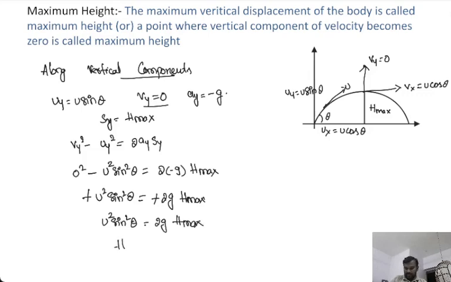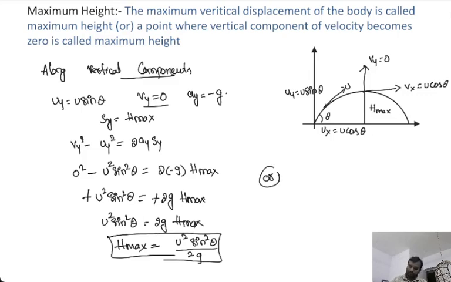Then h max is equal to, here 2g is multiplication, coming to this side it becomes division. Then h max is equal to u square sin square theta divided by 2g, where u sin theta is what component? Initially the vertical component. So in that place also, you can write h max is equal to uy square divided by 2g.